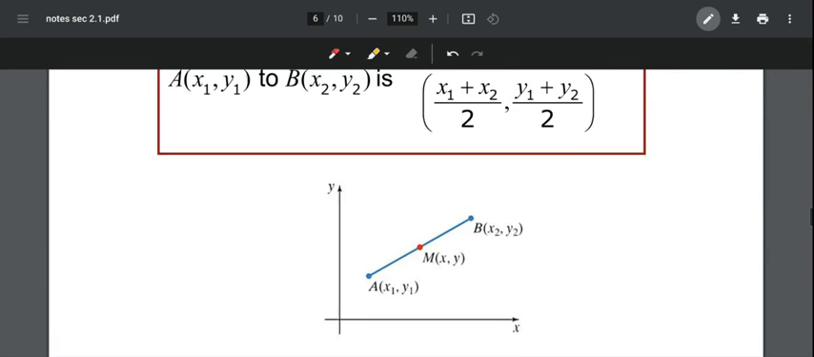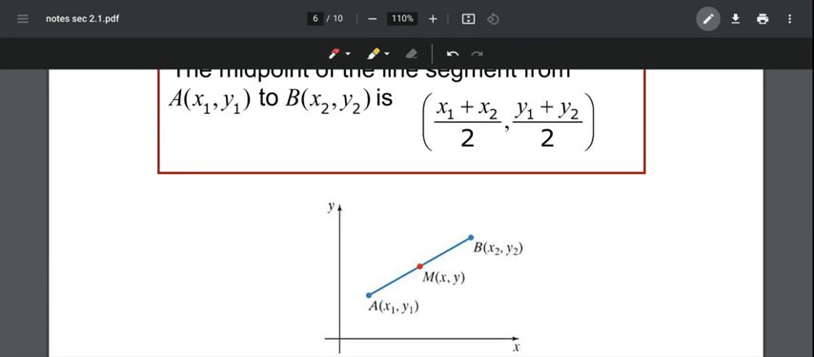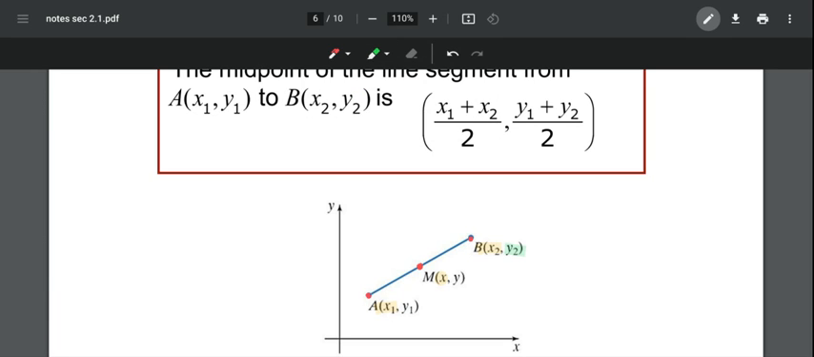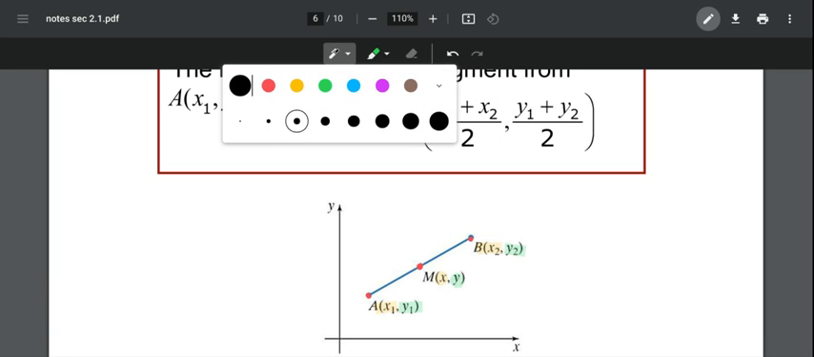Okay. So this is the situation. We have two given points, A and B, and we have to find the midpoint, the point in the middle. So we will take the average of the x coordinates, and that will give you the x coordinate of the midpoint, and we will take the average of the y coordinates, and that will give you the y coordinate of the midpoint. So let's practice.